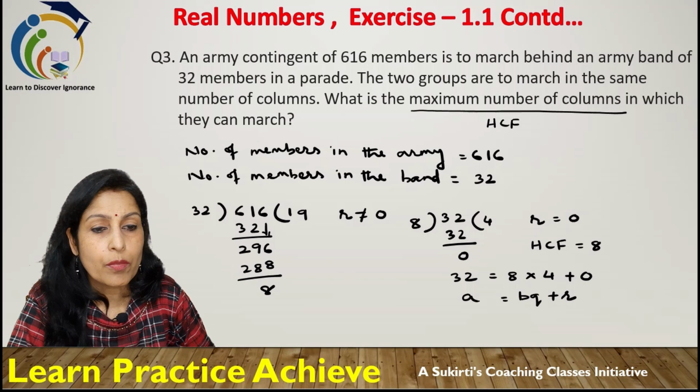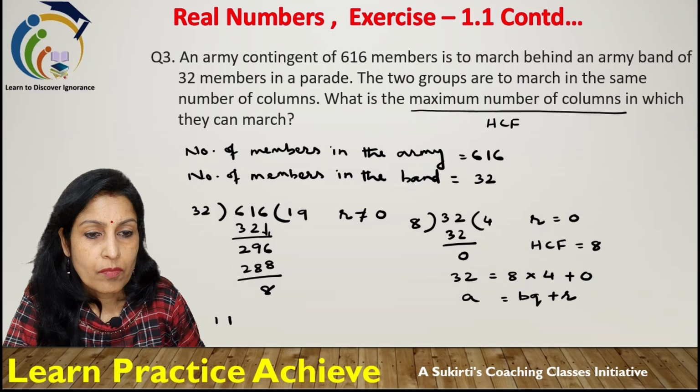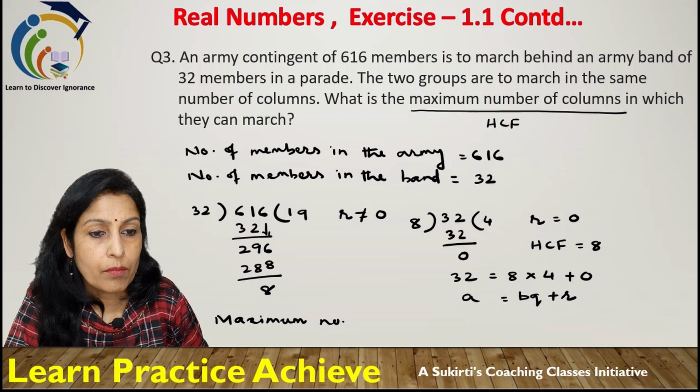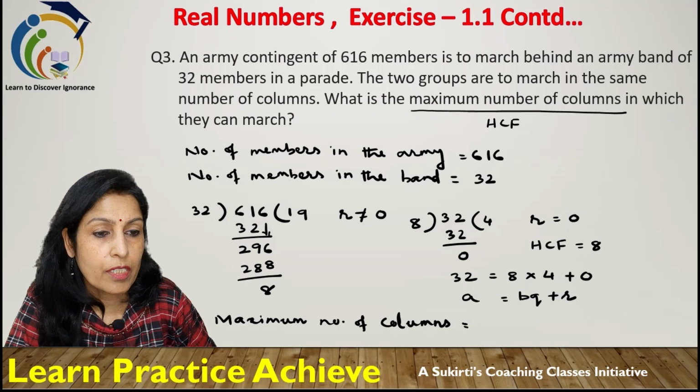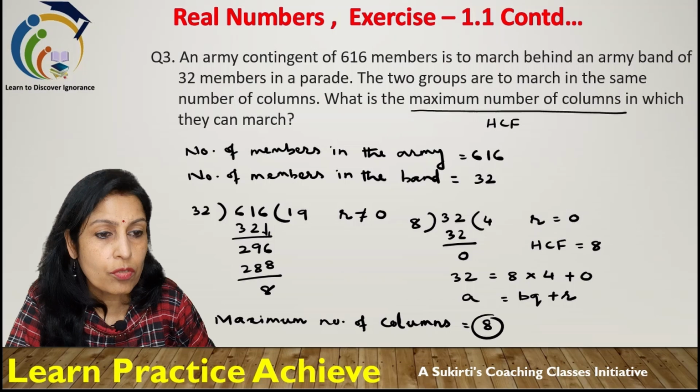So what is the maximum number of columns? The maximum number of columns is equal to 8. So 8 is your answer.